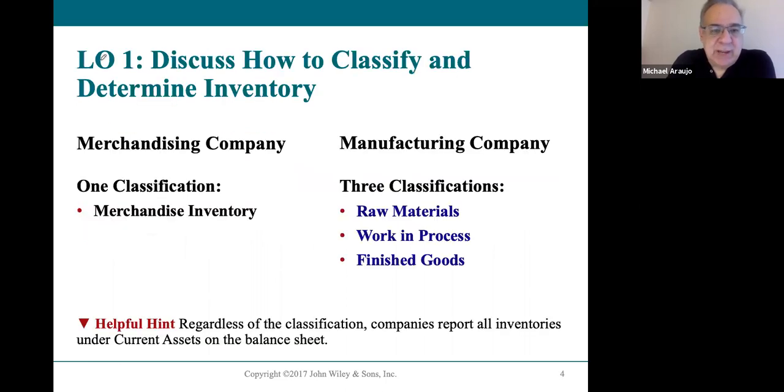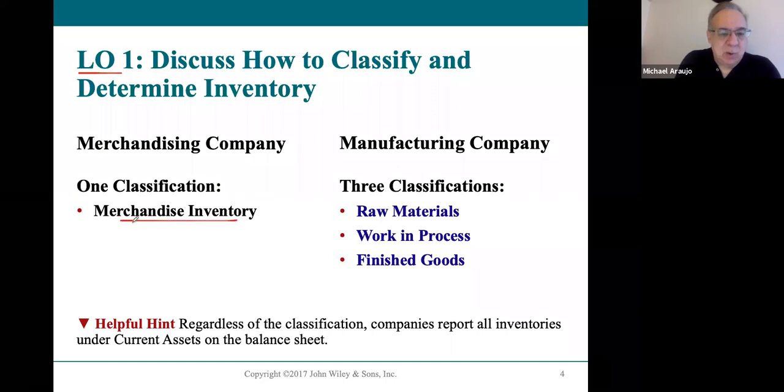So again, this is a review. Learning objective 1, you've learned all of it in chapter 5. The most important thing to understand is that inventory, or merchandise inventory, is an asset to a company. Merchandising is different than manufacturing because manufacturing has lots of different types of inventories. You're going to be learning about this in managerial accounting. No need to worry about it right here.